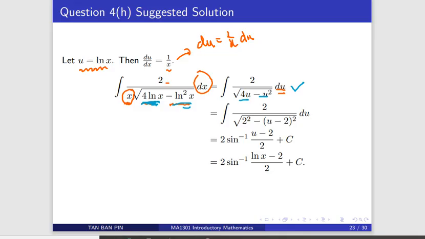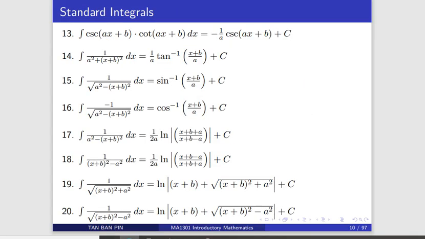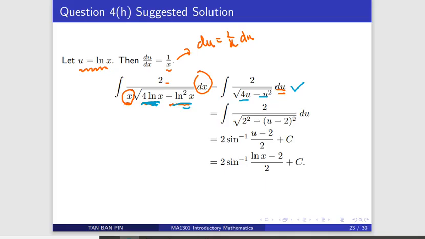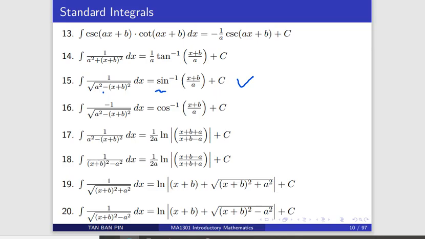And you can look at formula 15. Formula 15 gives you 1 over square root of a squared minus (x plus b) squared is sine inverse of (x plus b) over a. And to do that, you have to complete the square. Once you see a quadratic expression, you think of formula 14 to 20, and then you need completing the square.